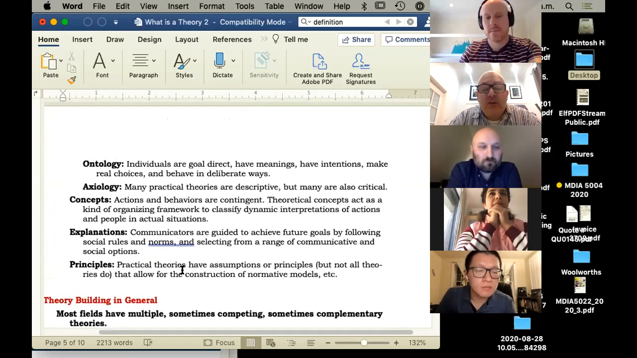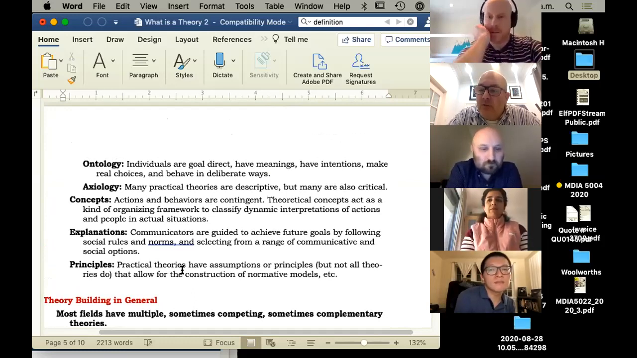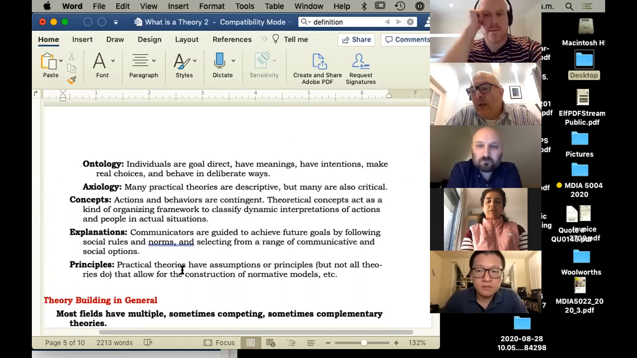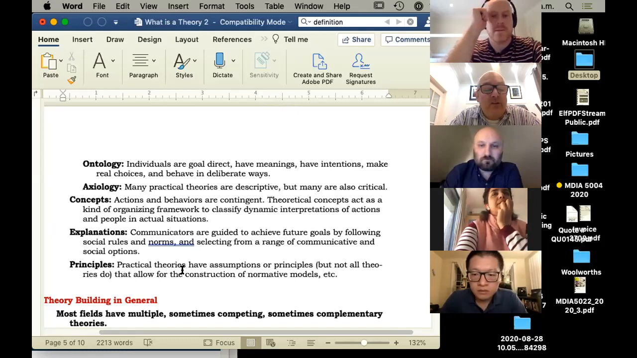All right, so some concepts that are part of that, right? Actions and behaviors are contingent. So theoretical concepts act as a kind of organizing framework, so that what we do, like I said, isn't absolute. And what other people do can be because of what we did. We have an influence on reality. We assume that communication is socially constructed. And in public relations, I'm always trying to explain to my students that we create reality. If our organization takes a stance on some position and it becomes something we start talking about in the social realm, the mass media, we have had an influence on that thing. We've done it. It was us. And so we have this sense that what we do is contingent.